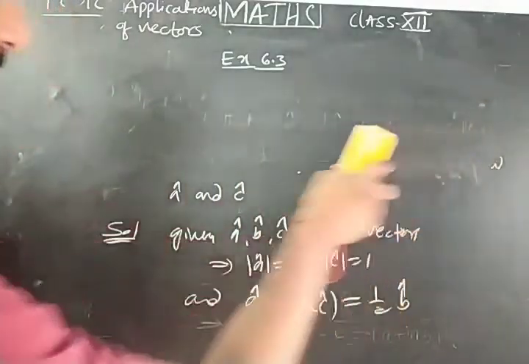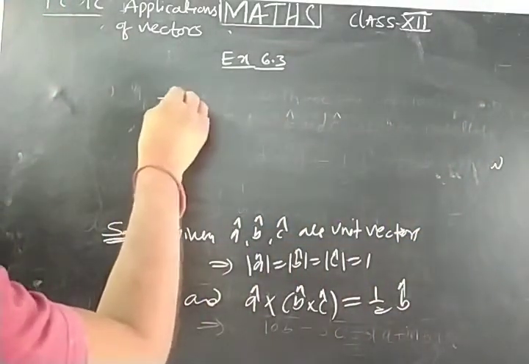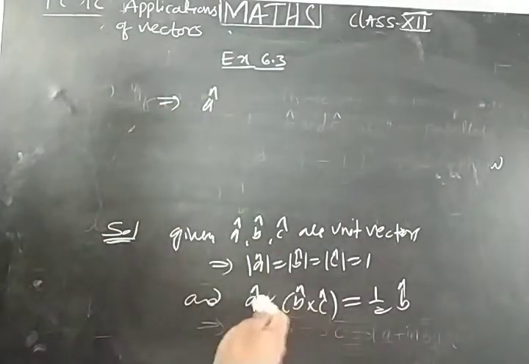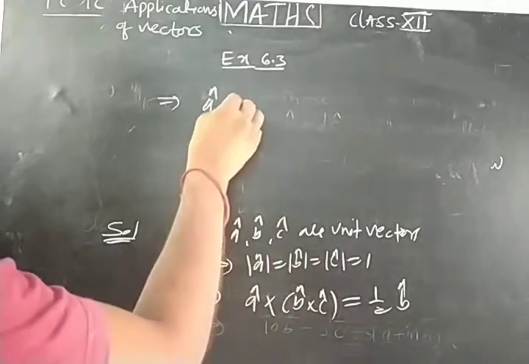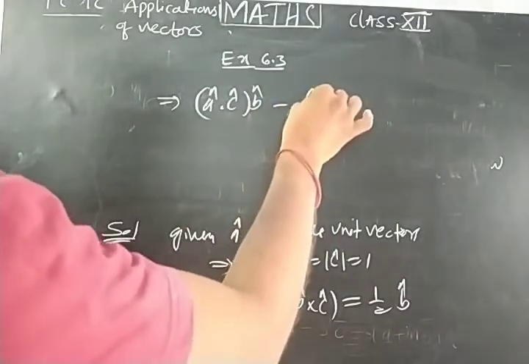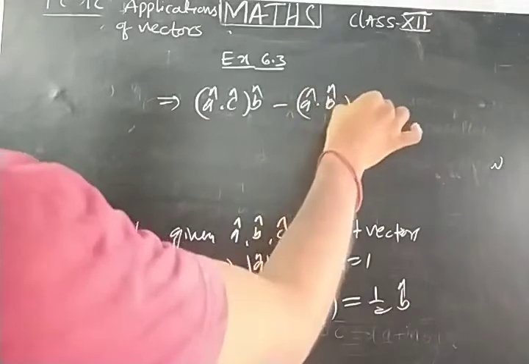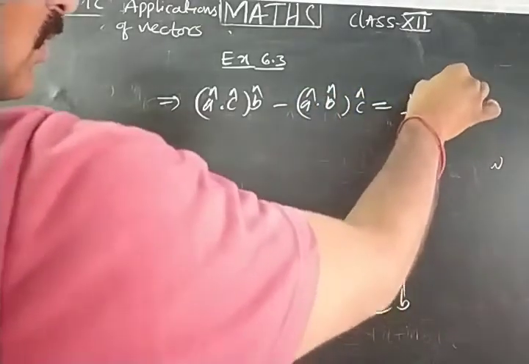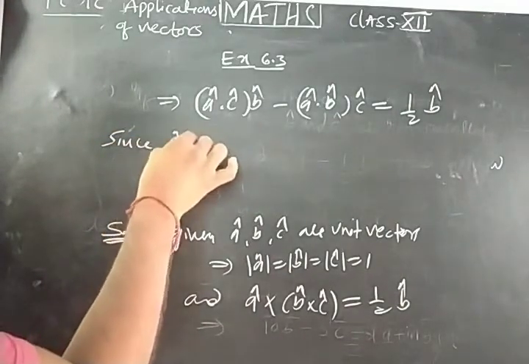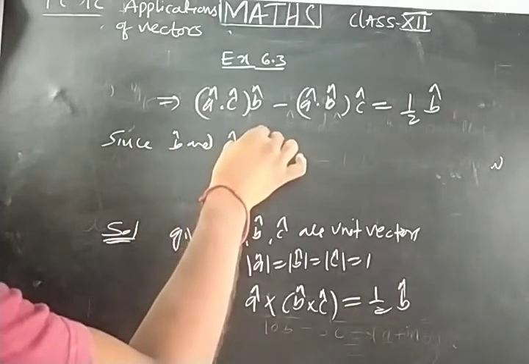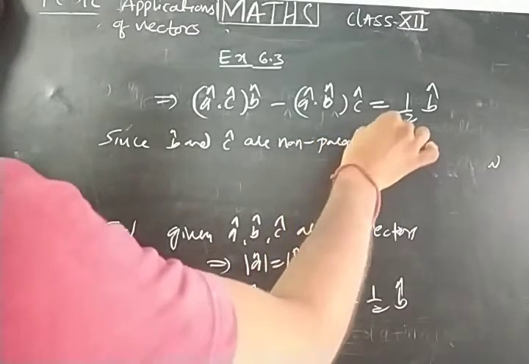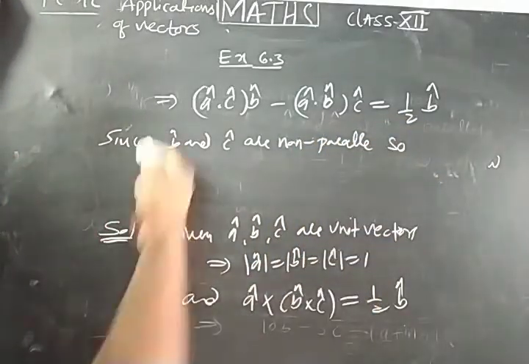By expanding the left hand side, A cap cross (B cap cross C cap) is a vector triple product: (A cap dot C cap) B cap minus (A cap dot B cap) C cap. Right hand side is 1 by 2 B cap. Since B cap and C cap are non-parallel, we can compare on both sides.